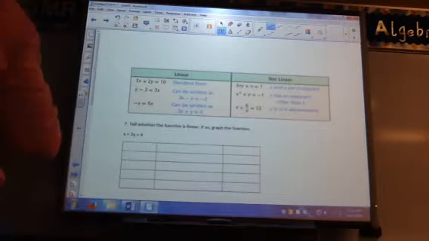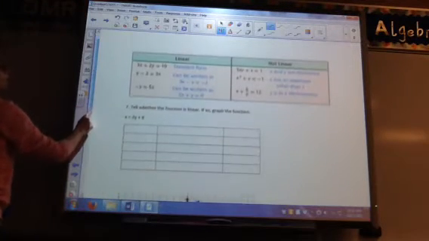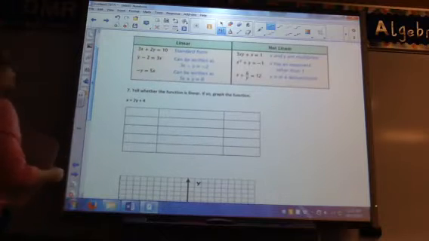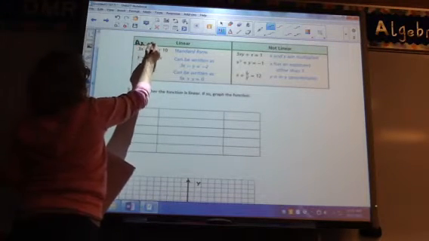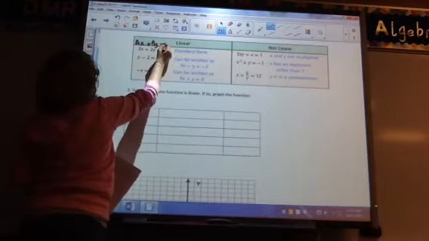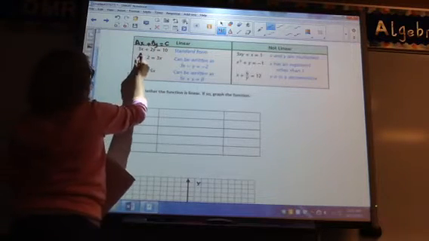Okay, so this is part 2. So here's what we just talked about. Standard form. This is your ax plus by equals c. Standard form.